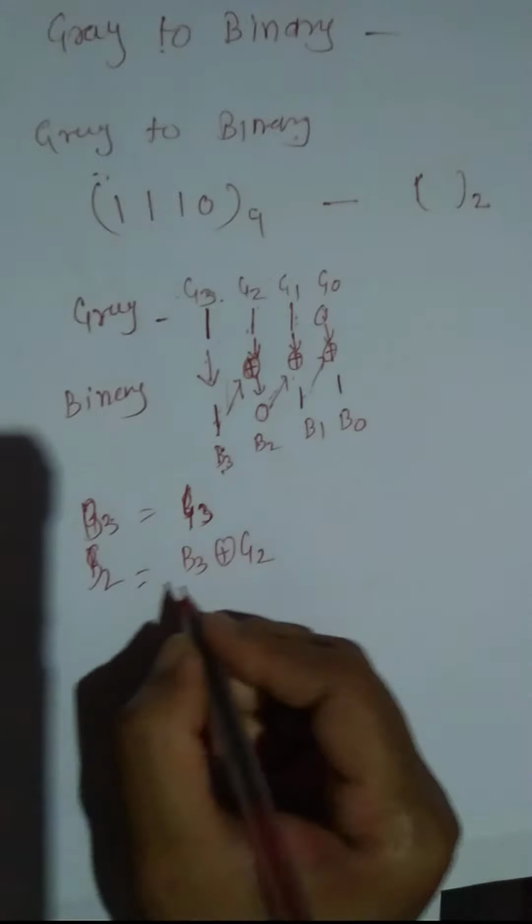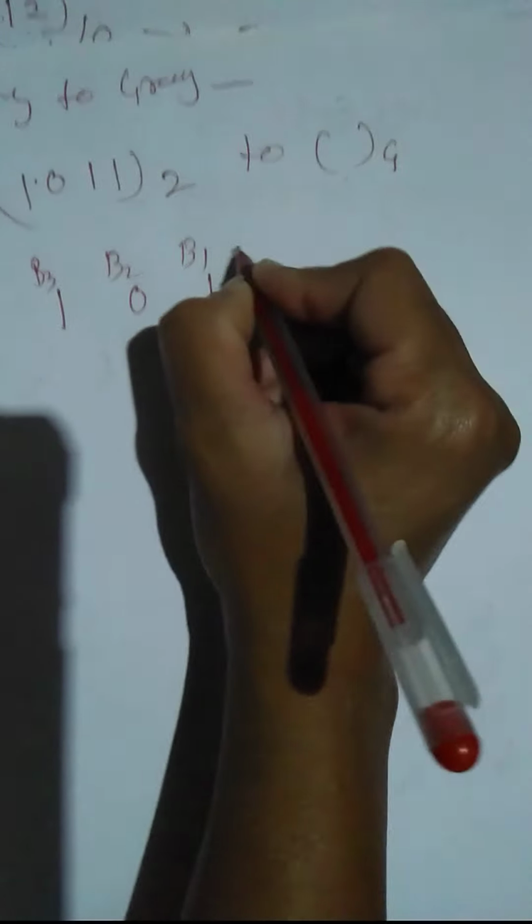Next conversion is binary to gray. In binary to gray, it is the same process with only one change. Take one example, 1011. This is the binary number we convert into gray. This is the B3 bit, this is the B2 bit, this is the B1 bit, and this is the B0 bit.